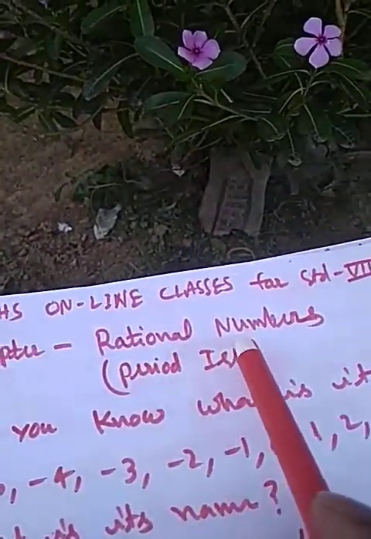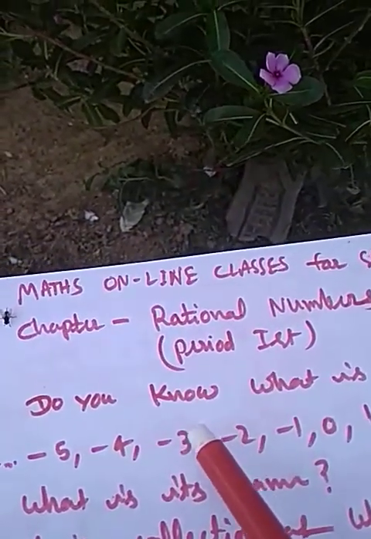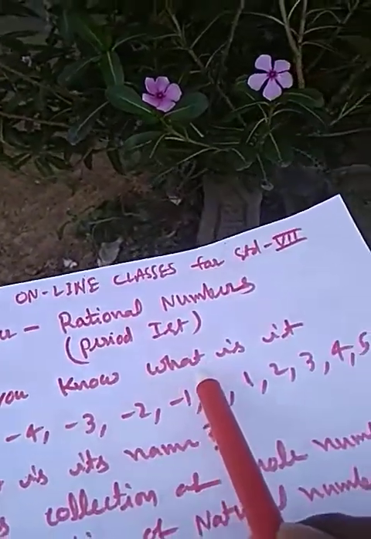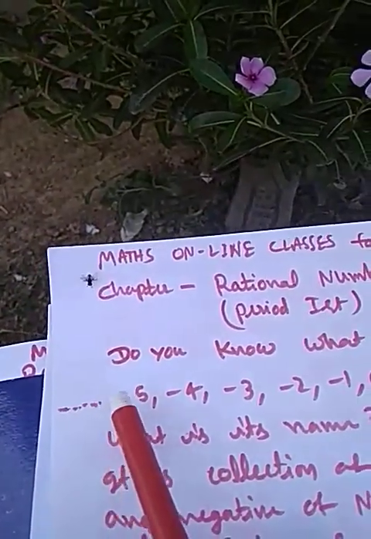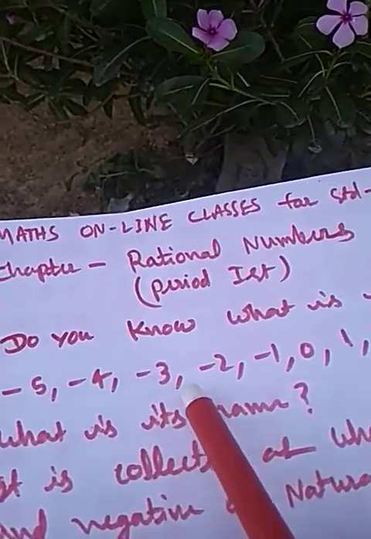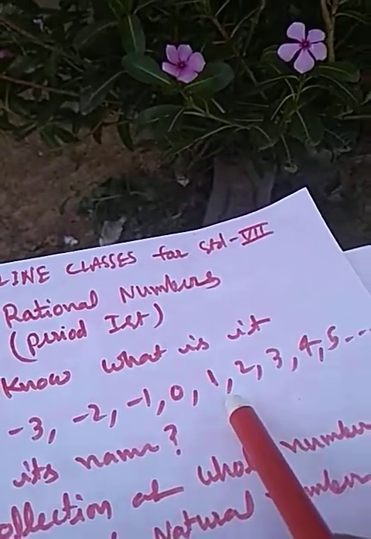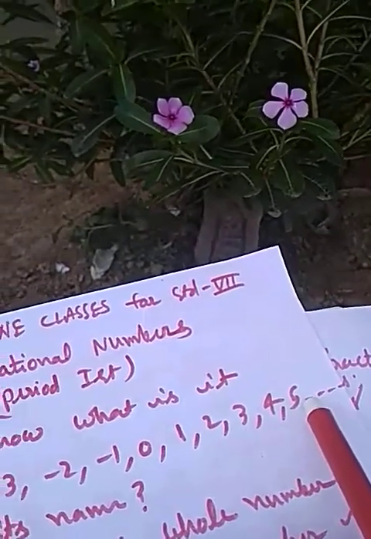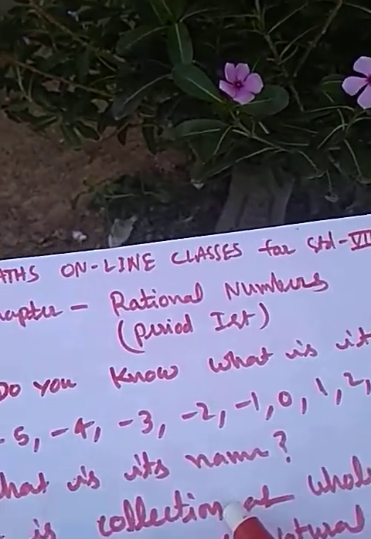Chapter's name: rational numbers. Here we shall discuss the rational number. At first we shall discuss, do you know what this is? It is written here: dash dash dash continue, -5, -4, -3, -2, -1, 0, 1, 2, 3, 4, 5 and continue on. What is its name?